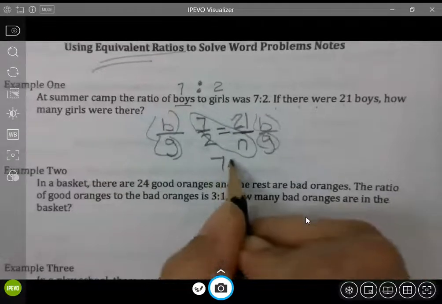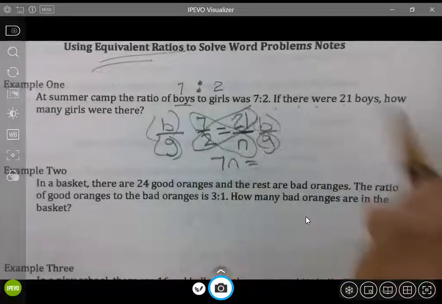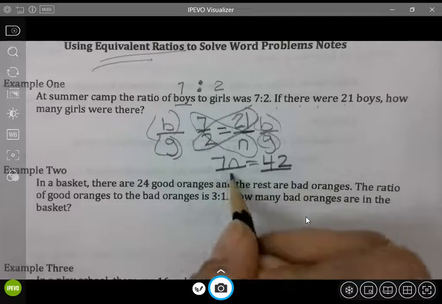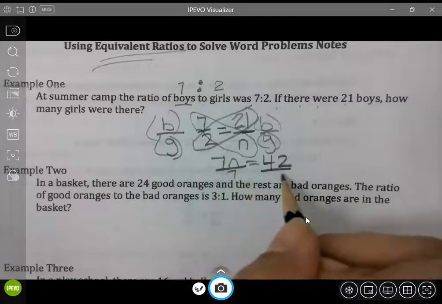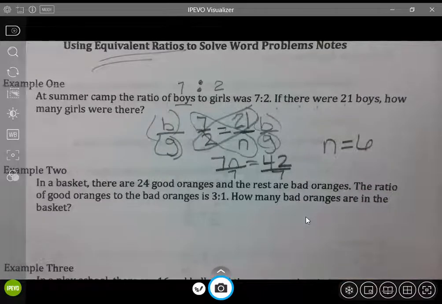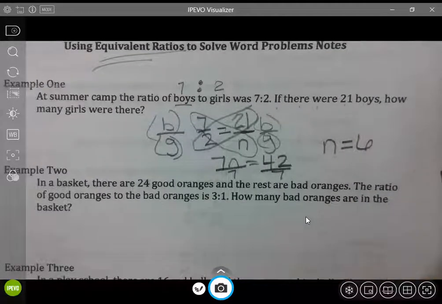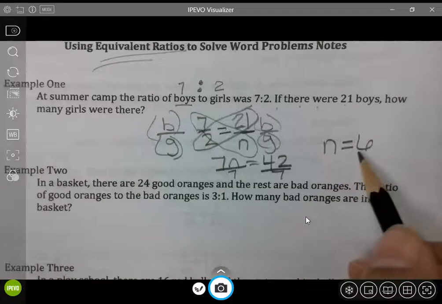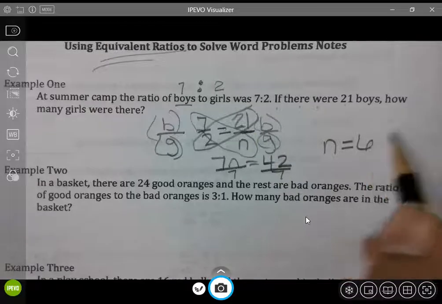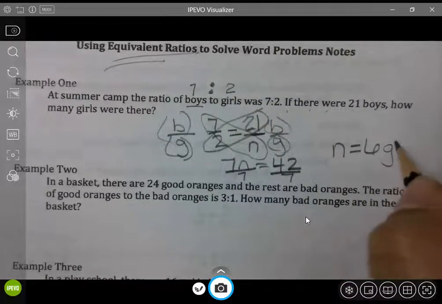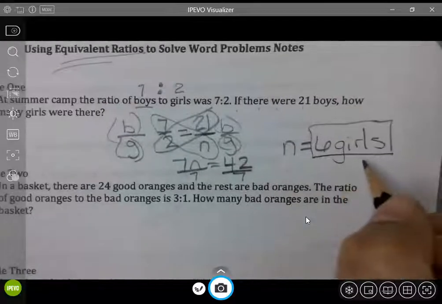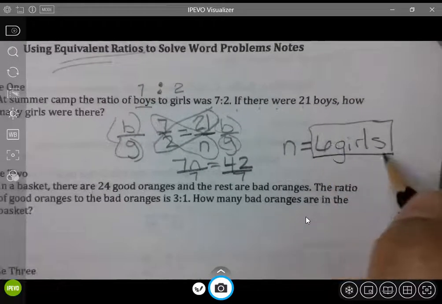7 times n, 7n. 21 times 2, 42. And then I divide both sides by 7. That leaves me with n equals 6. So how many girls were there? If there were 21 boys in the group, then there would be 6 girls. That is the same ratio. So 6 girls. And you don't have to include n in your answer. Your answer is there are 6 girls.